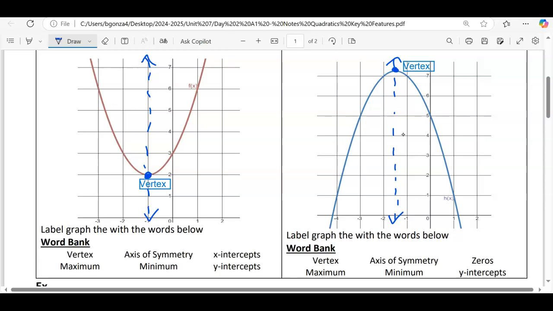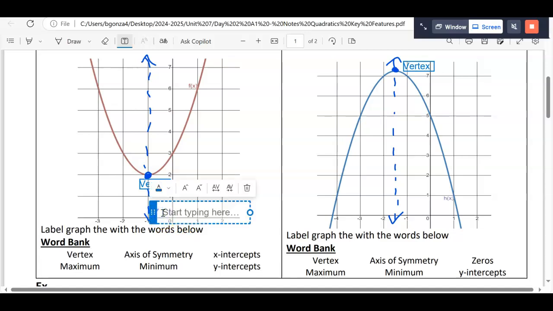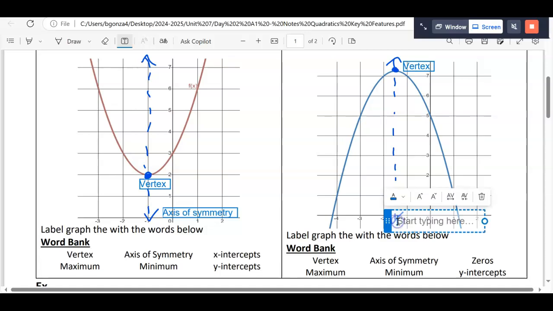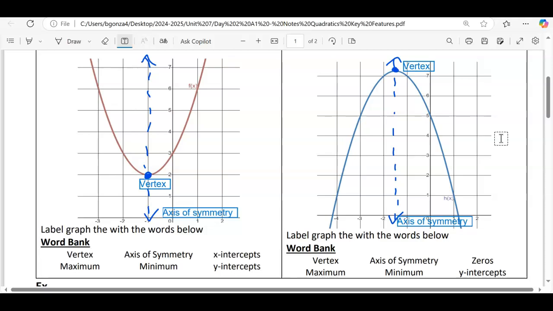Here we go. Now, that's called the axis of symmetry. Okay. Axis of symmetry. Okay, this phrase, axis of symmetry. Cool. Now, so vertex is where it changes directions at the top or bottom. Axis of symmetry is a dashed line that you can draw down the middle, cuts it in half.